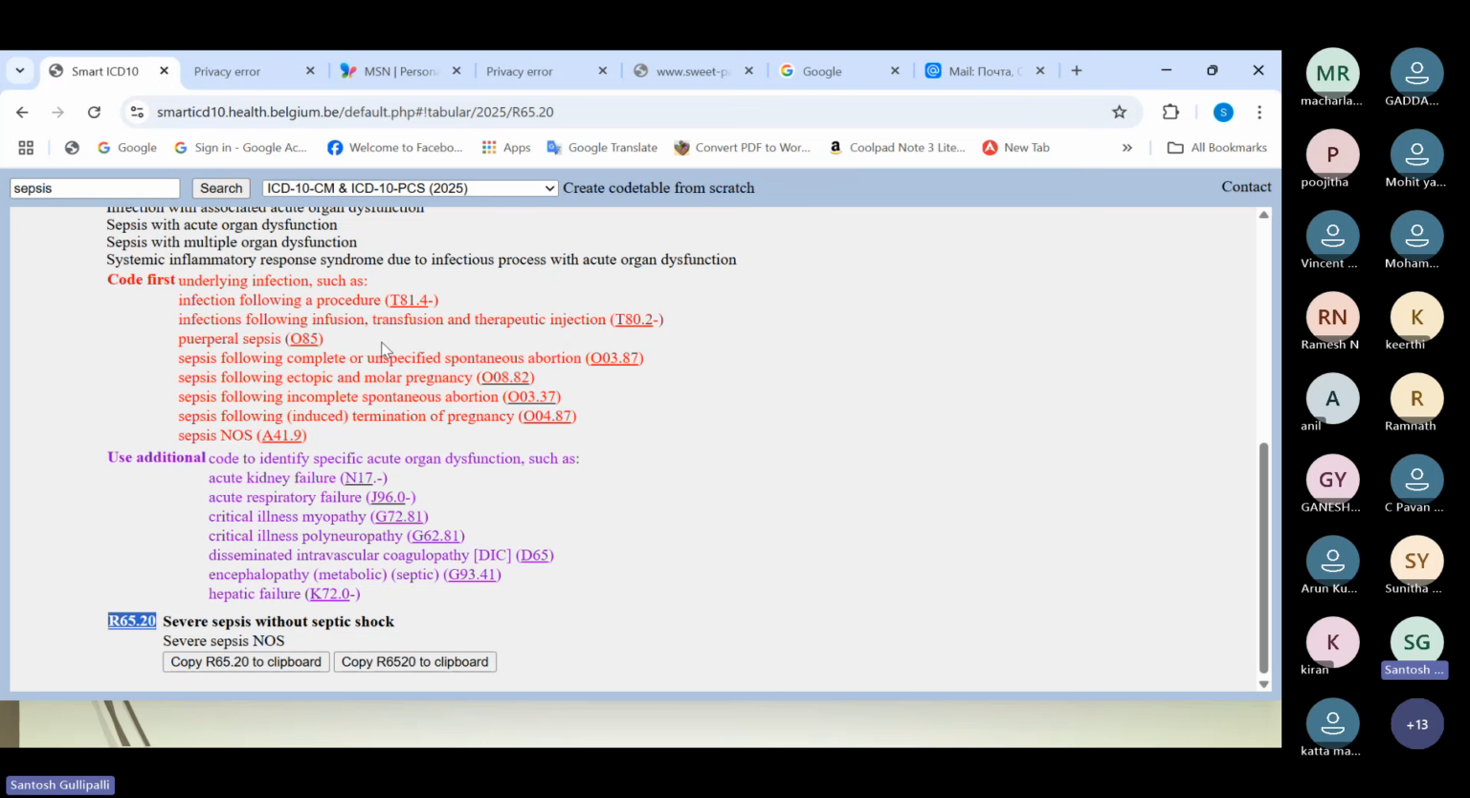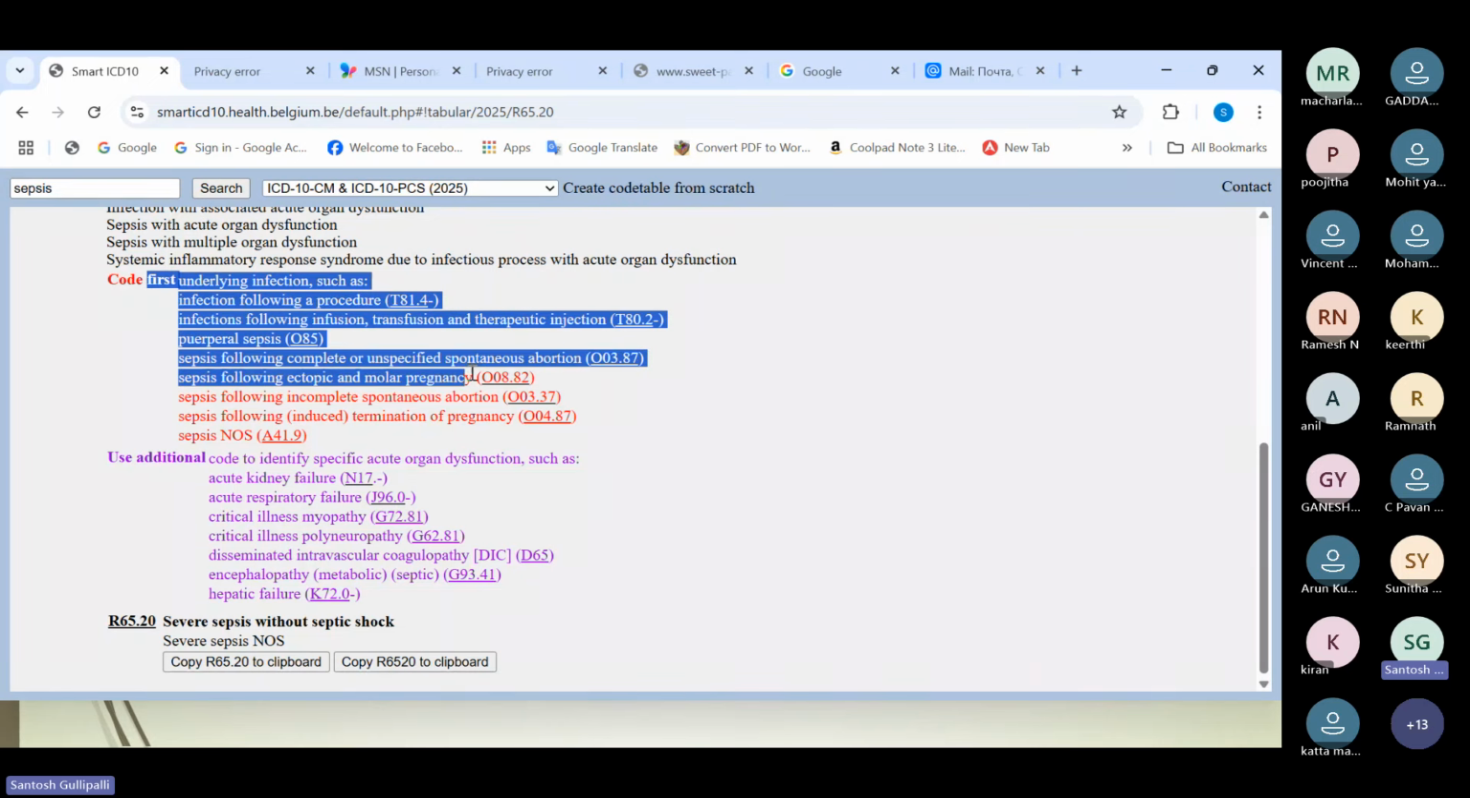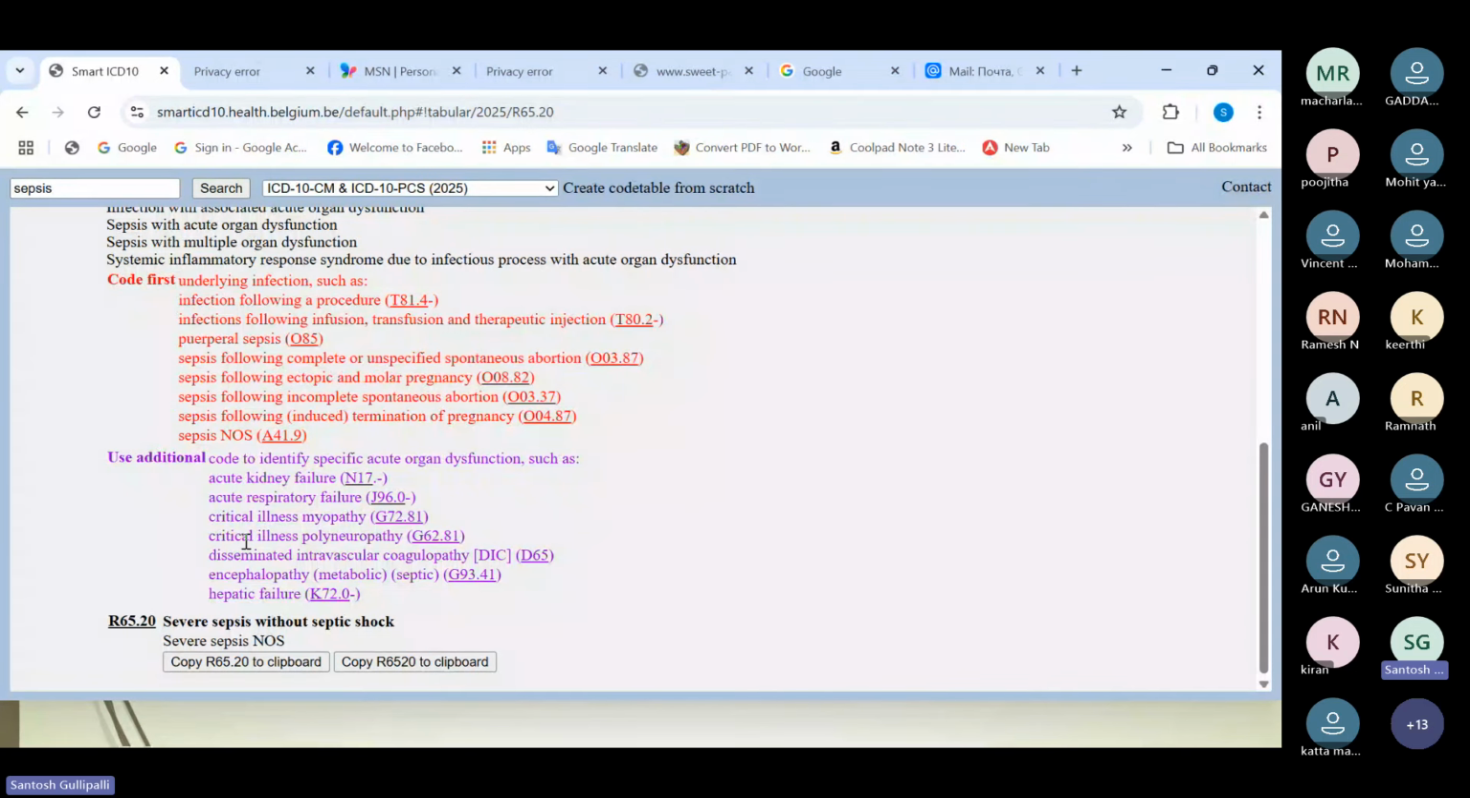For example, the patient delivered 2 weeks ago and now comes with severe sepsis. In that scenario, you can give O85 as the principal diagnosis and R65.20 as the additional diagnosis. That is code first. Code first means that at that time you can give any code based on the source of severe sepsis. Otherwise, if only the physician documented severe sepsis.